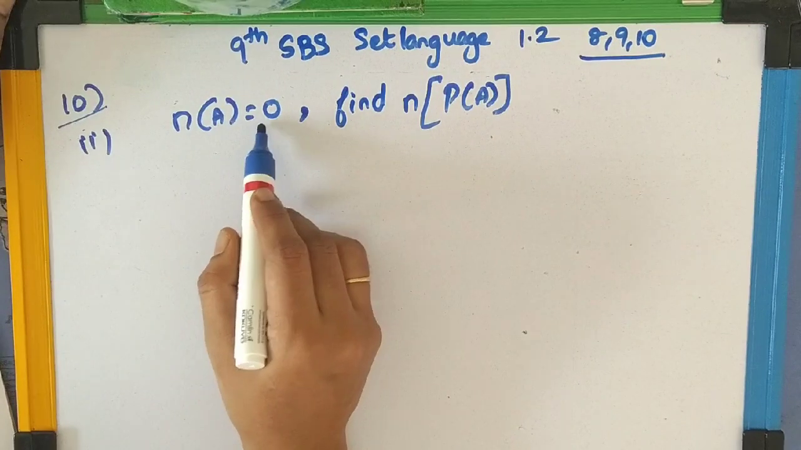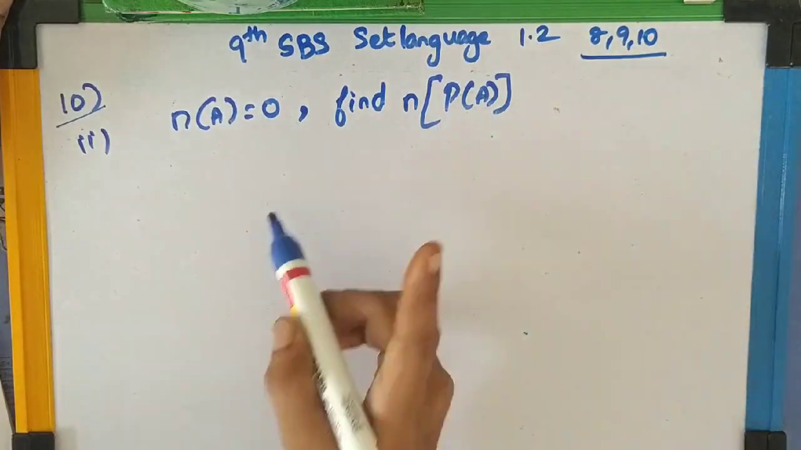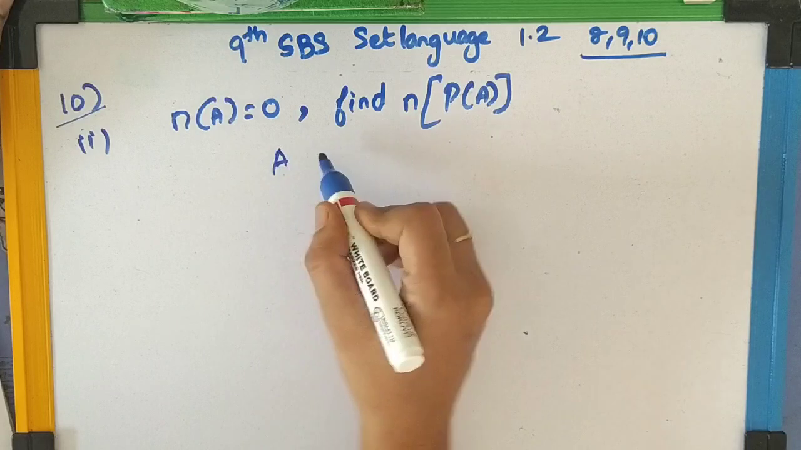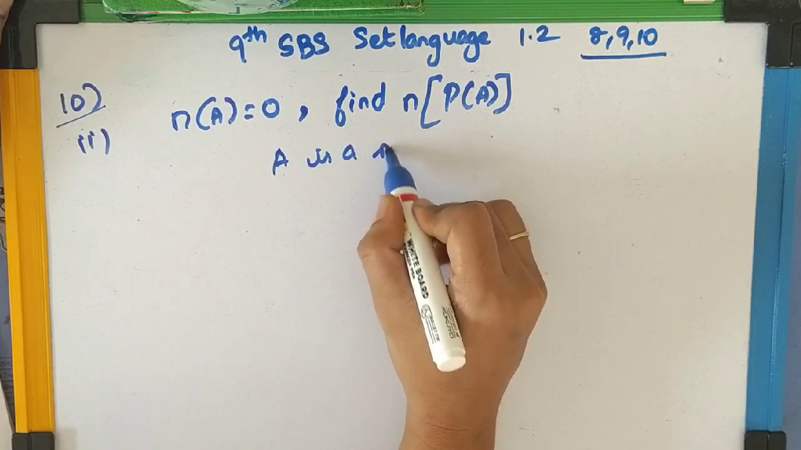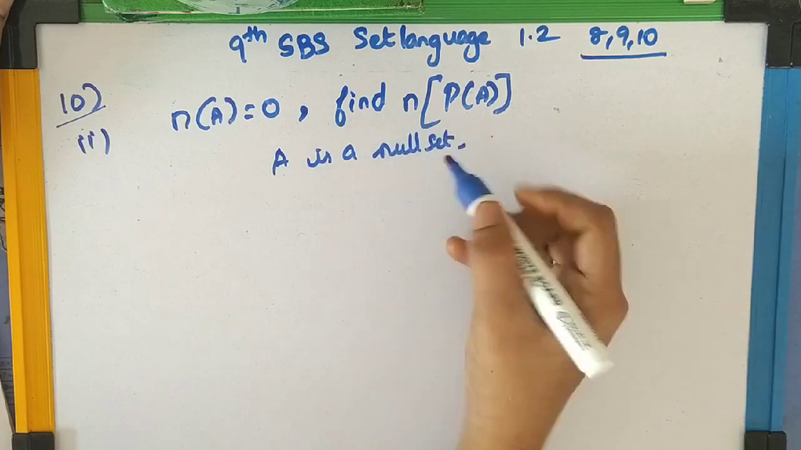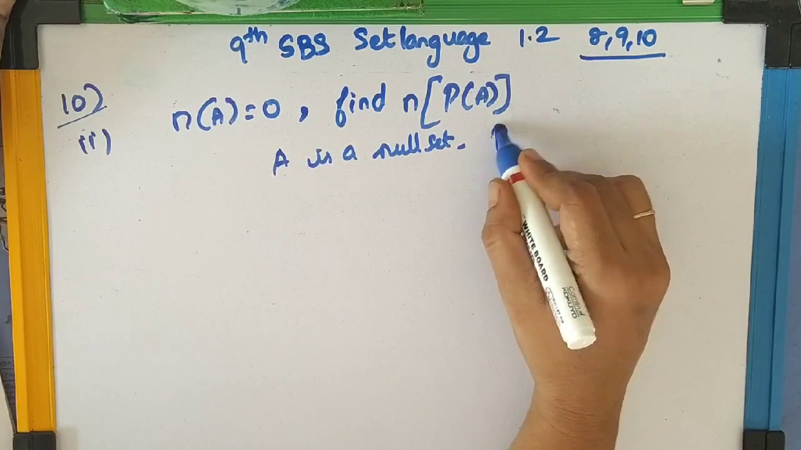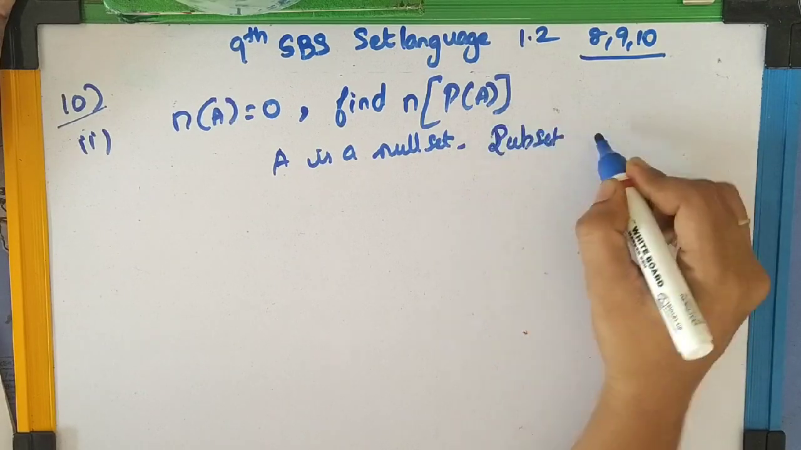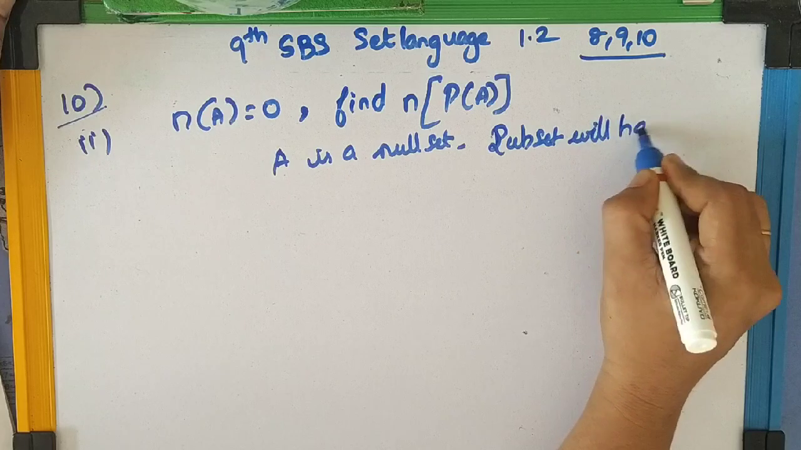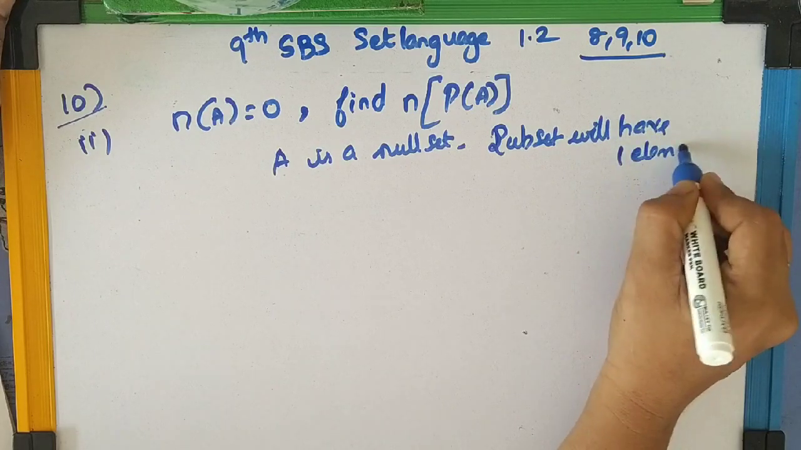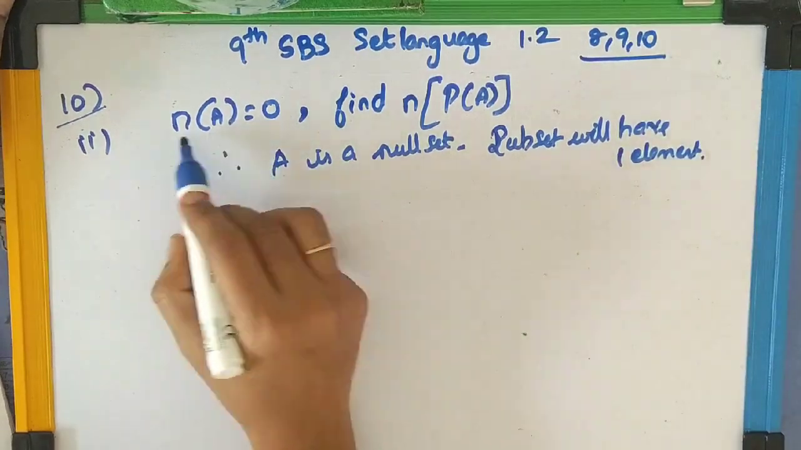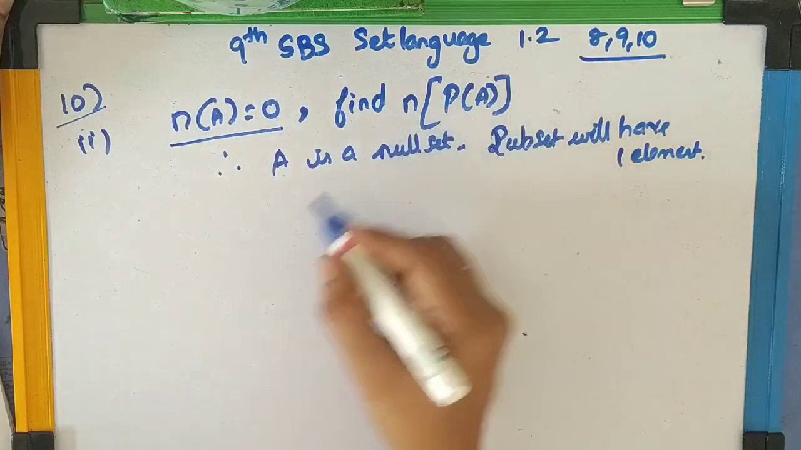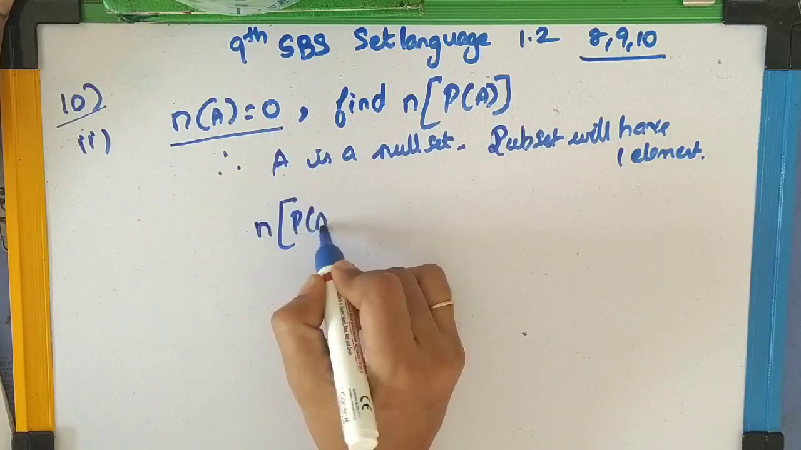Okay. Now, let's go to the next question. Here, cardinal number is 0. That is, the set A is a null set. We have to find the number of subsets which can be made from the set A. If A is a null set, the subset will have one element. That is an empty set. I have already said this.